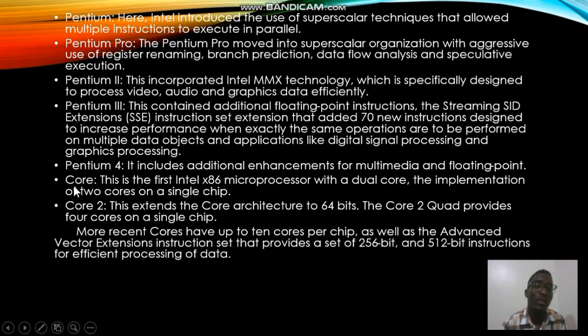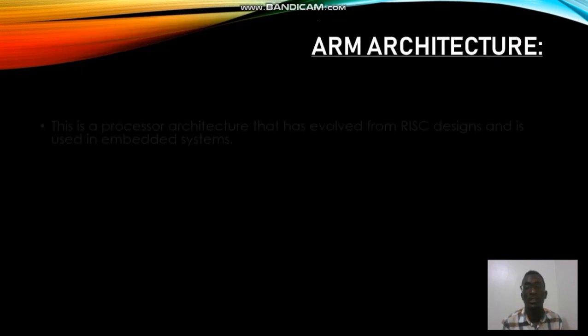From Pentium, we went to the Core series, where we had the Core, and it was the first Intel x86 microprocessor which was a dual core, bringing about the implementation of 2 cores on a single chip. From Core, we went to Core 2 and increased the architecture to 64 bits. And then in more recent cores, from 2 cores, we have even seen up to 10 cores per chip, and also advanced vector extensions that provide a set of 256-bit and 512-bit instructions that increase the efficiency of processing of data.